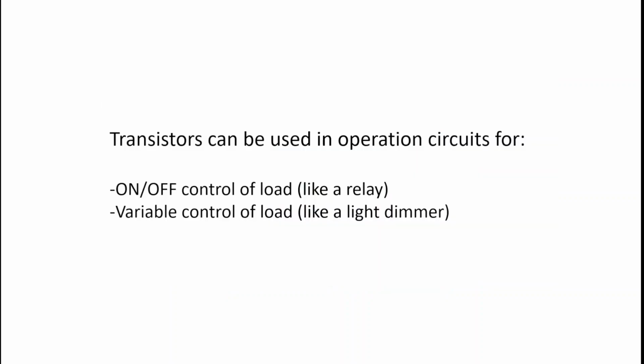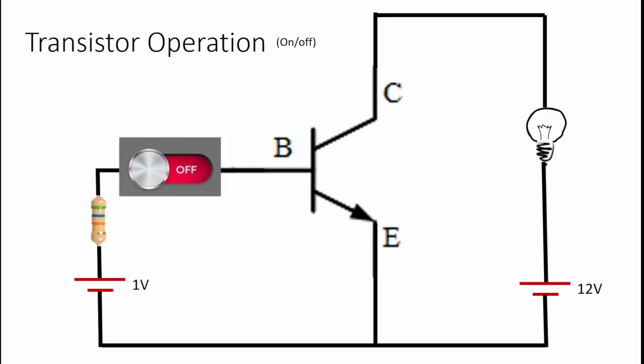Now transistors can be used for on-off control like a relay or variable load control like a light dimmer. So let's start with an on-off control. Here's an on-off. I've got a resistor that's sized to allow for saturation level of base current in my transistor. I've got a load on the far right-hand side. It's a 12-volt source we've got there. I've got a 1-volt source here. There's a common connection between the two. And I've got a negative connected down to the emitter, positive connected to the collector, and positive connected to the base. And this is simply a switch.